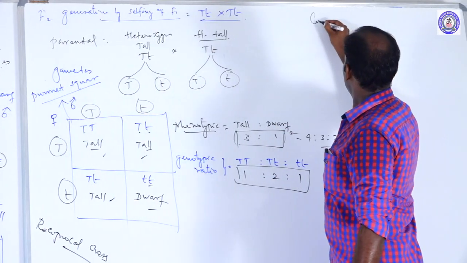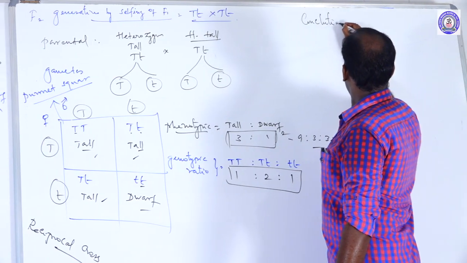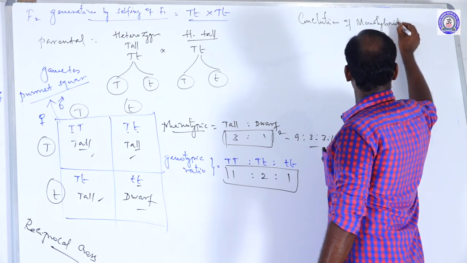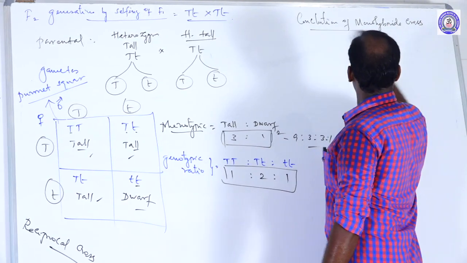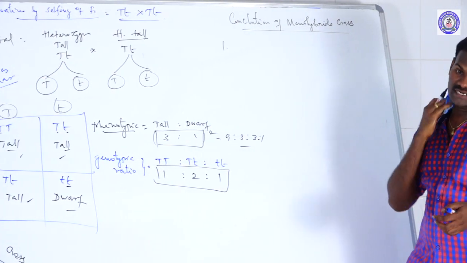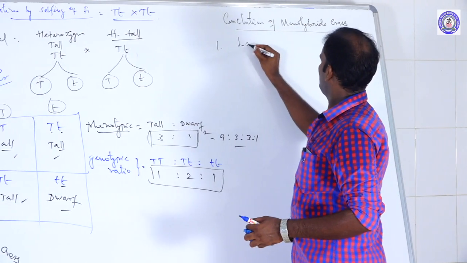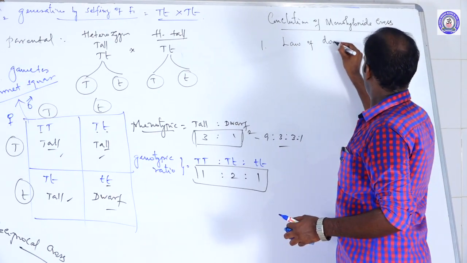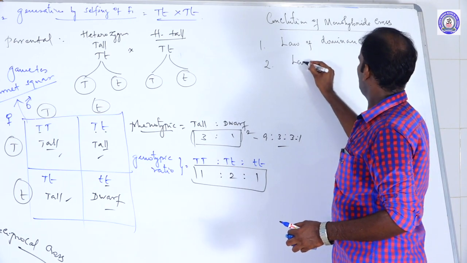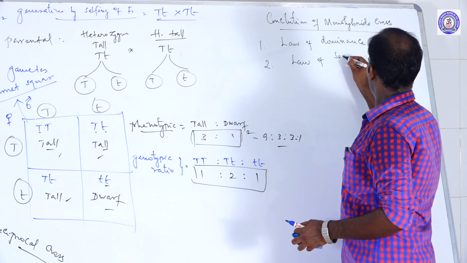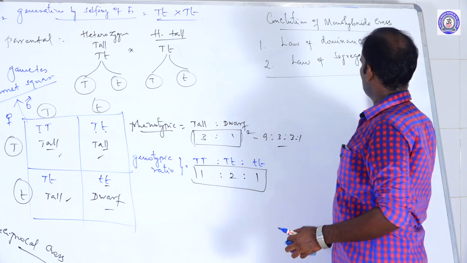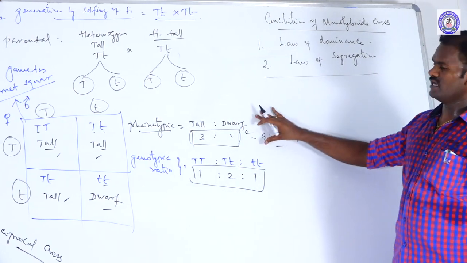What are the conclusions of monohybrid cross? He proposed two laws. The first law is nothing but the law of dominance. The second law is the law of segregation. So only two laws were proposed at the end of the monohybrid cross.